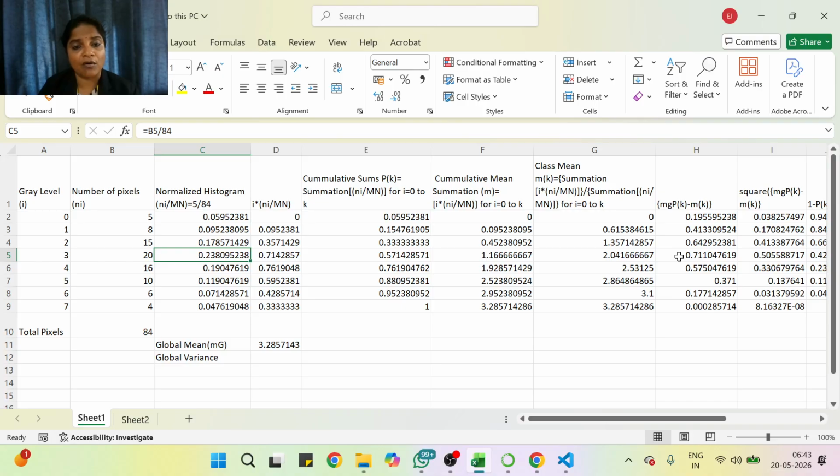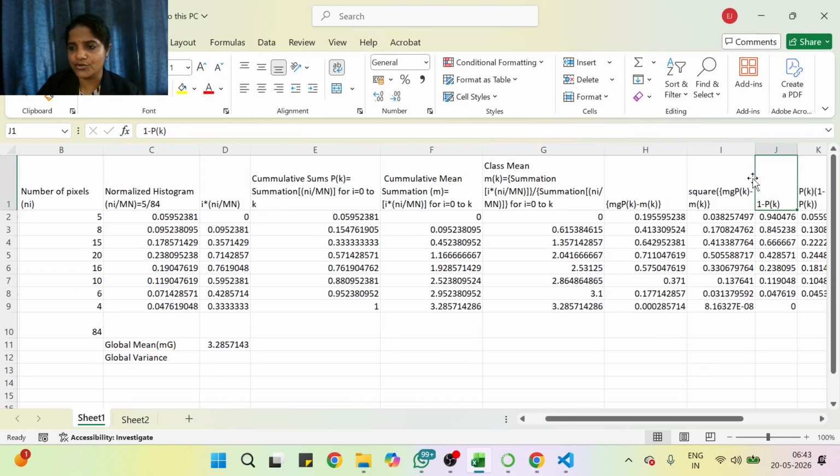All the pixels whose intensity is less than 3 are going to form one class, and all the pixels whose intensity value is greater than 3 are going to form the other class. So by using k equal to 3 as the threshold, I am segmenting my image into foreground and background. This is how Otsu's thresholding functions.